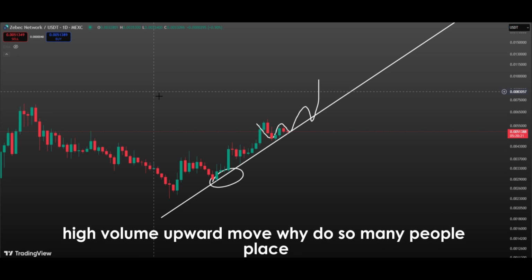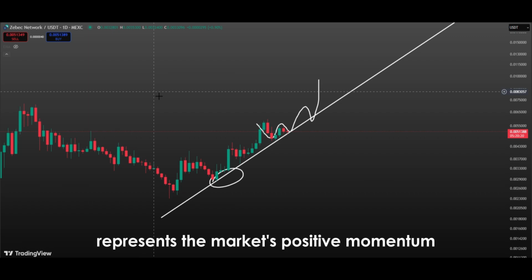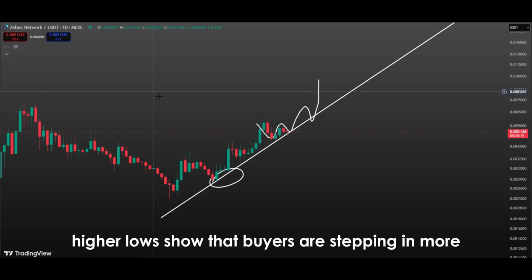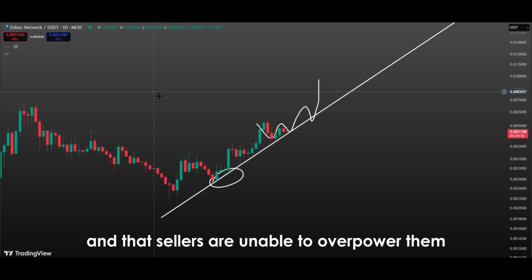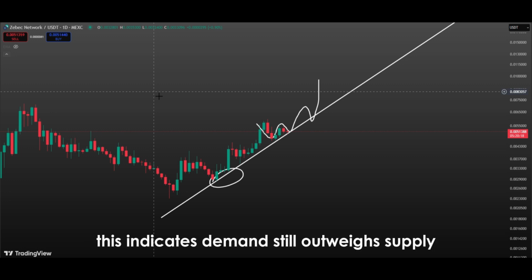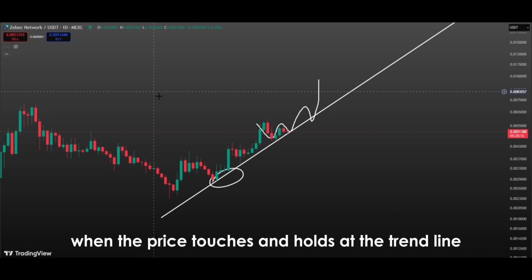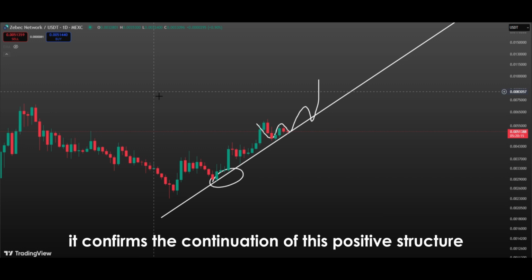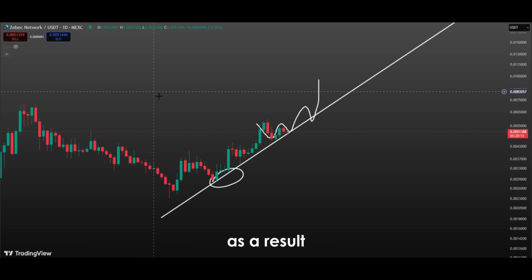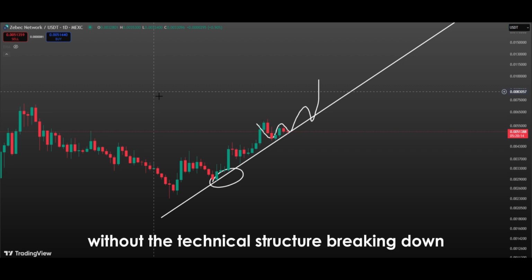Why do so many people place importance on ascending trend lines? Because this line represents the market's positive momentum. Higher lows show that buyers are stepping in more strongly on each dip and that sellers are unable to overpower them. This indicates demand still outweighs supply and suggests that this situation may continue. Therefore, when the price touches and holds at the trend line or even bounces off of it, it confirms the continuation of this positive structure. As a result, the uptrend can continue in a healthy manner without the technical structure breaking down.